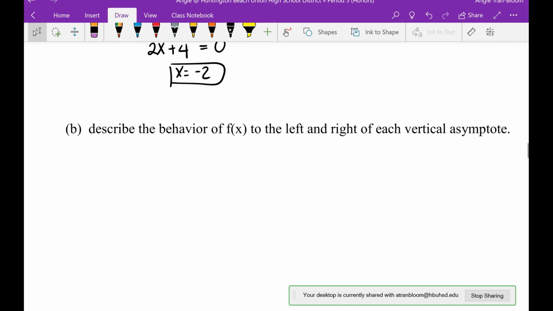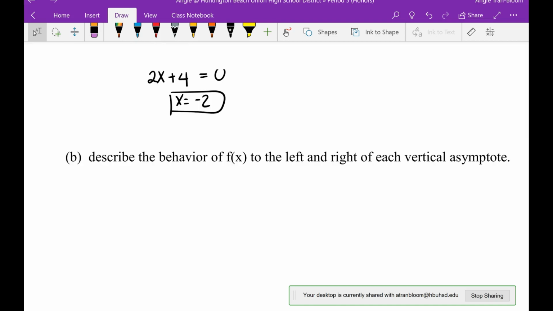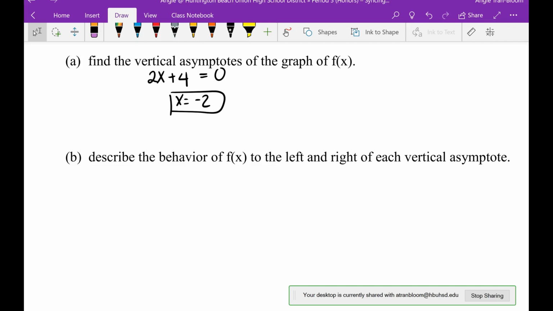Okay. Part B says, can you help me read part B, please? Macy is not here. So, Kylie. Describe the behavior of the function f of x to the left and right of each vertical asymptote. Okay. What do you think we should do? Yeah, you're going to have to verbally tell me, right? But if it's a test question, then you won't be able to tell me verbally. You just write it out. Tell me the behavior of this function on the left hand and the right hand of the asymptote, in this case, vertical asymptote. So guess what you do?